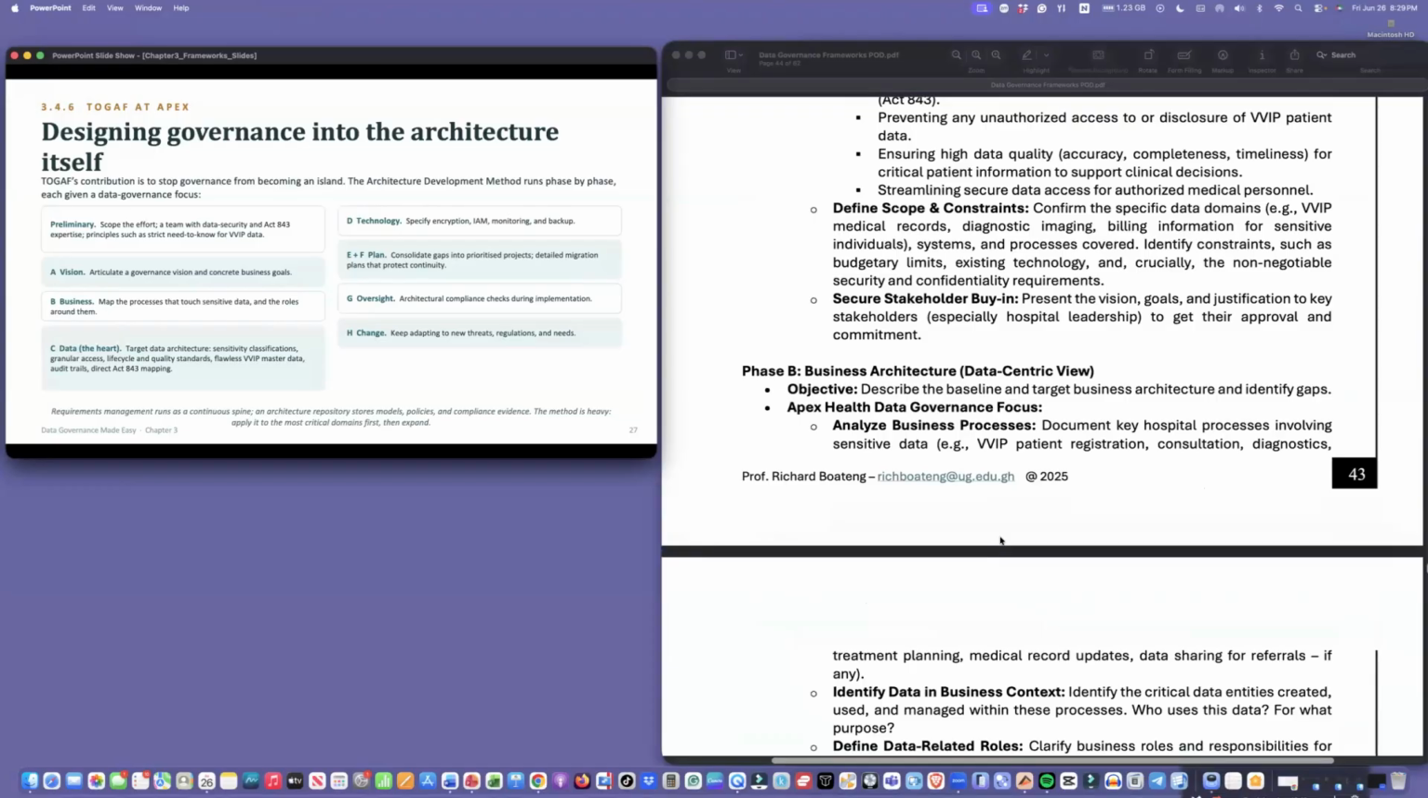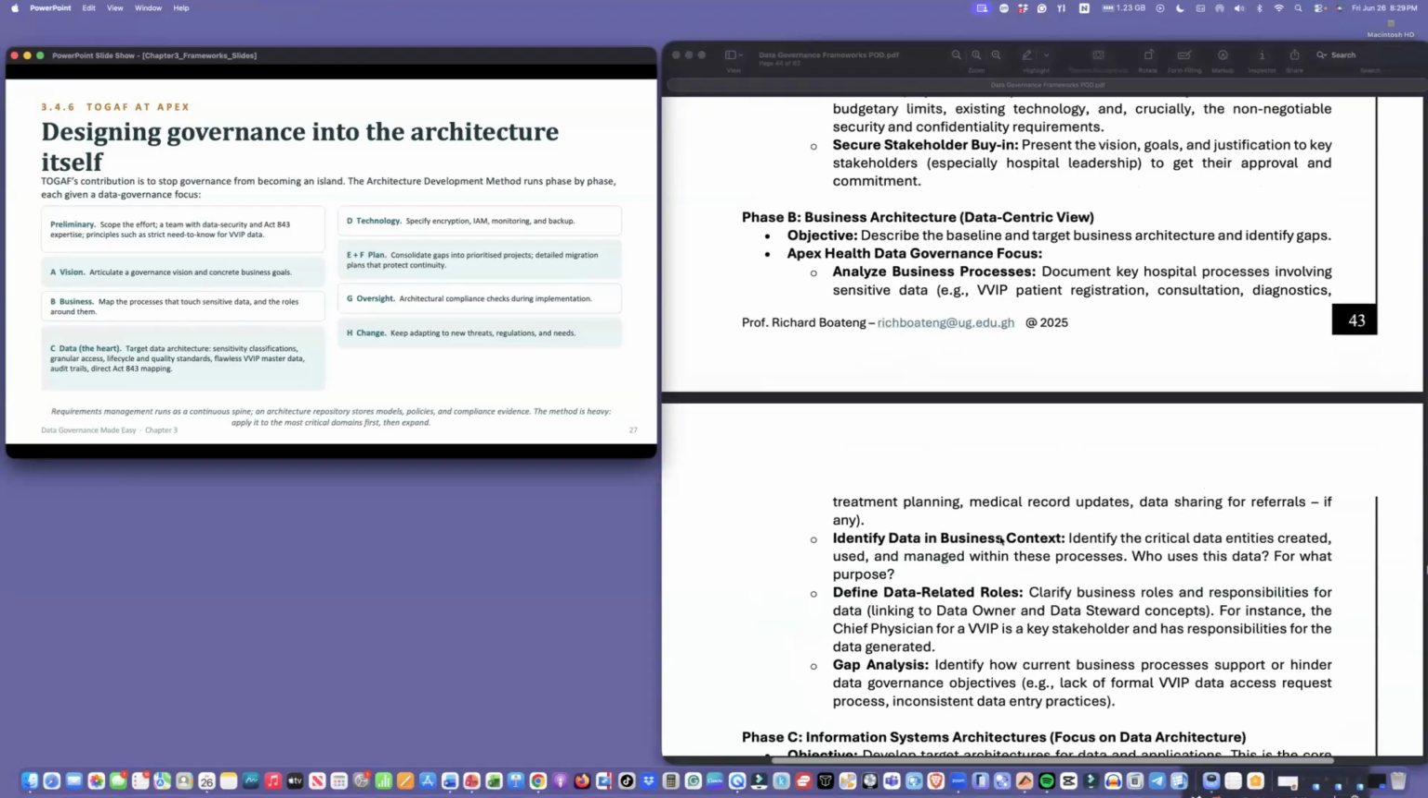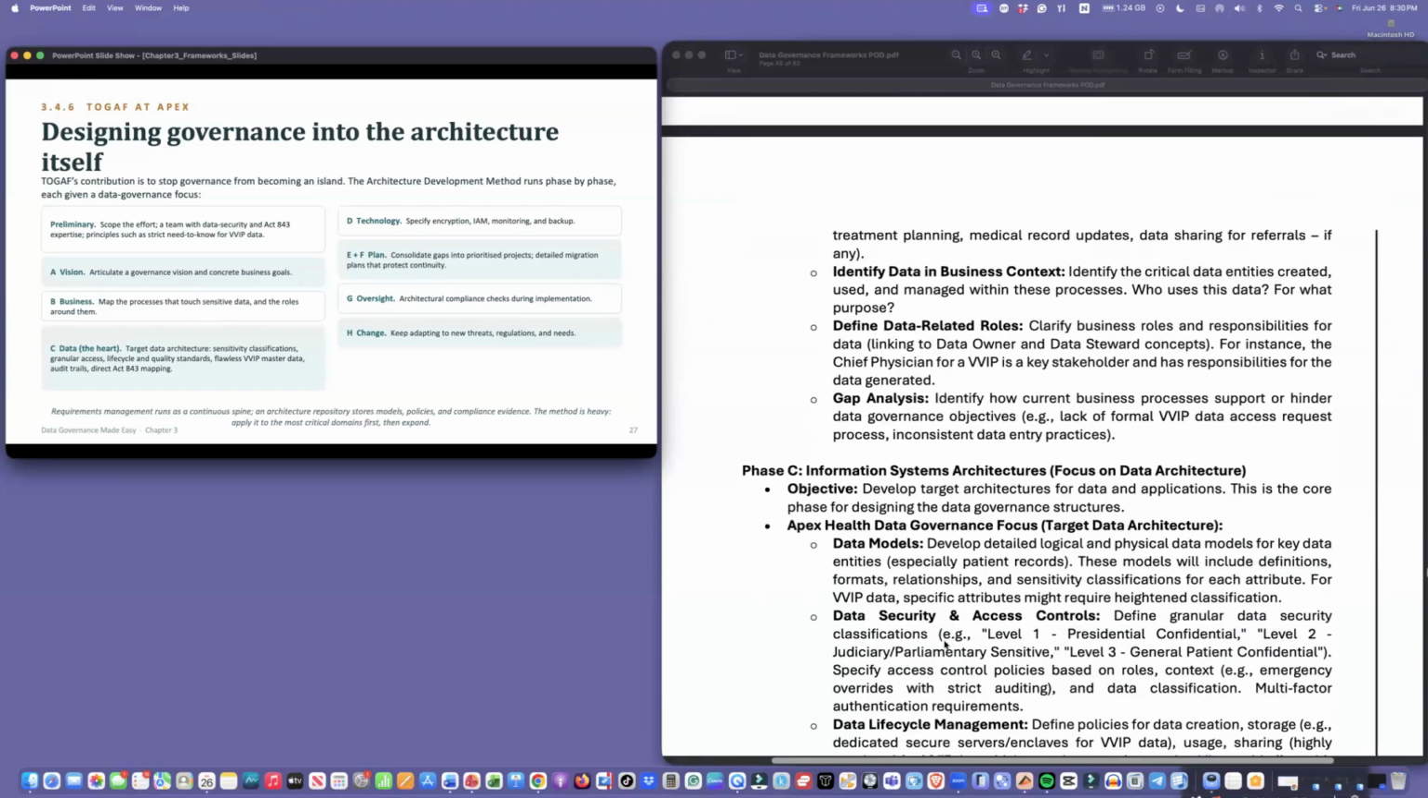Then we go to the business architecture, the data-centric view. Describe the baseline and target business architecture and identify the gaps. What key hospital processes involve data? Identify the data in the business concepts. Identify the data in the business processes. Define the data-related roles, and then do your gap analysis.